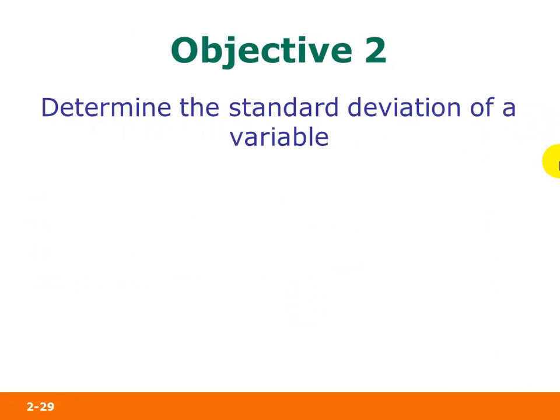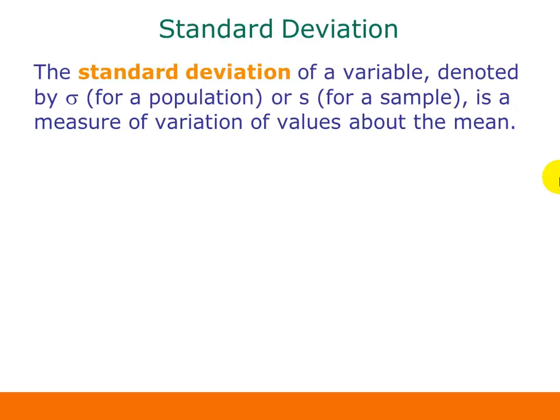Our second objective is to determine the standard deviation of a variable. The standard deviation is another measure of dispersion. It's denoted by the lowercase Greek letter sigma for a population, or by a lowercase s for a sample. It's a measure of variation of values about the mean.